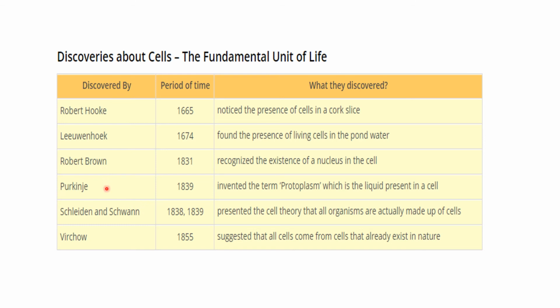Then Purkinje invented the term protoplasm, which is the liquid present in a cell, meaning the cytoplasm and nucleoplasm together; he coined the term protoplasm. Then Schleiden and Schwann in 1838-1839 presented the cell theory that all organisms are actually made up of cells. And then Virchow in 1855 suggested that all cells come from cells that already exist in nature.